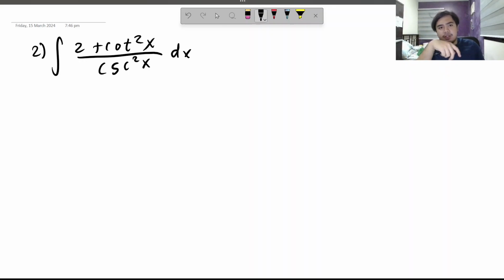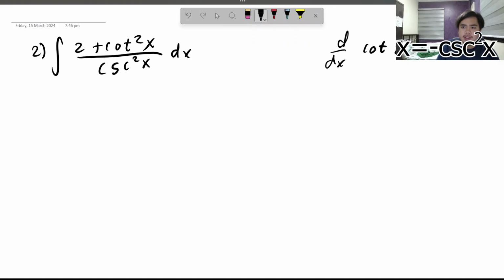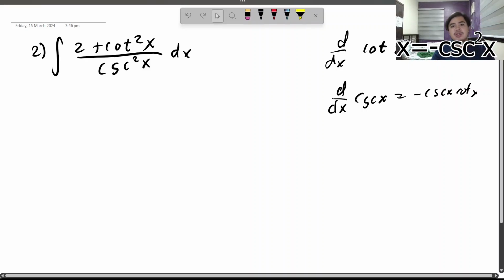But the problem is, the cosecant squared is at the bottom. The derivative of cotangent, we know that is negative cosecant squared x. But cosecant squared x is at the bottom, so it's not quite usable. And the derivative of cosecant x is negative cosecant x cotangent x, and as you see, no cosecant on the top, and producing cosecant on the top would create unintended consequences.